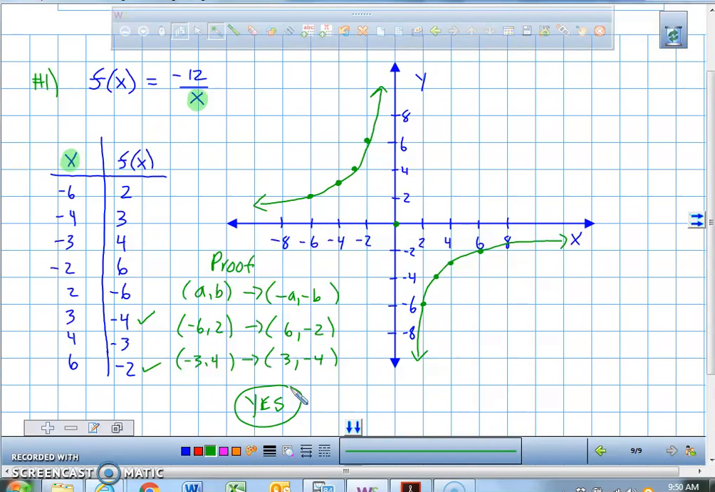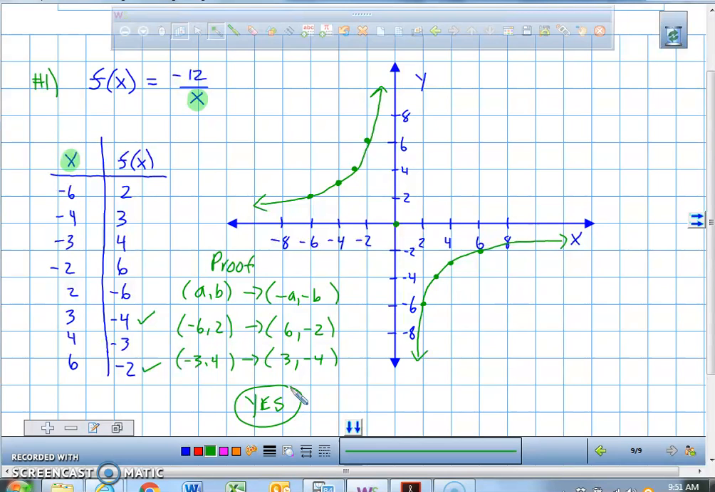So this does have what's called point symmetry. When I say the word yes, I mean yes, it has point symmetry across the origin. And if you look at your paper, it says, determine whether the graph of each function is symmetric with respect to the origin. Sketch a graph, we did that. Make a table to prove your answer, and did we prove our answer? Yes. That's what you're going to be doing on problems 2, 3, and 4.